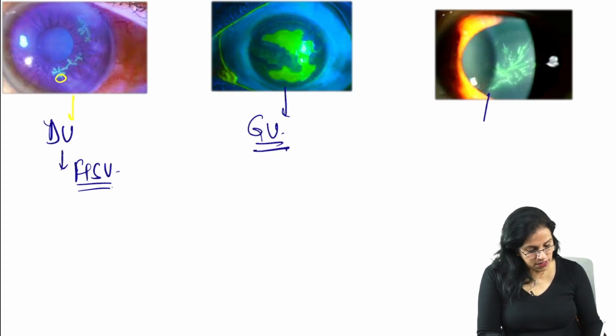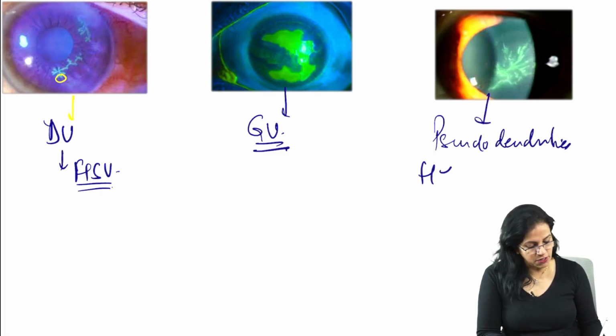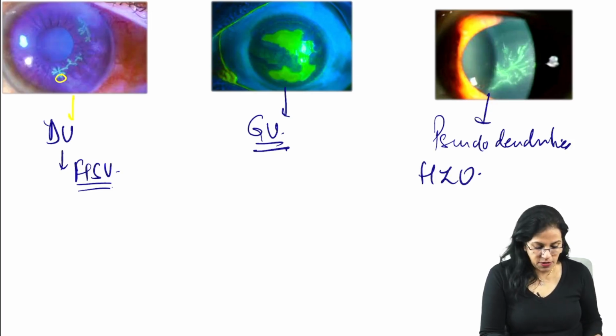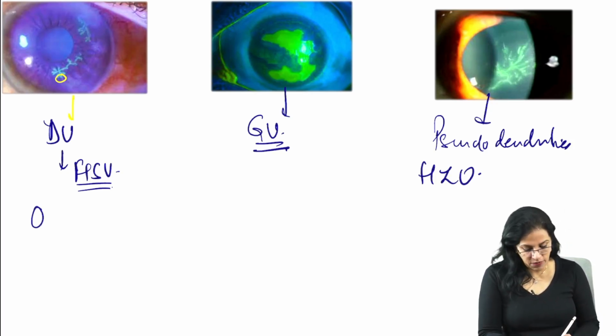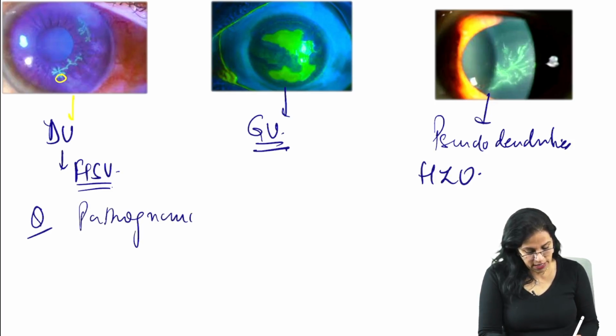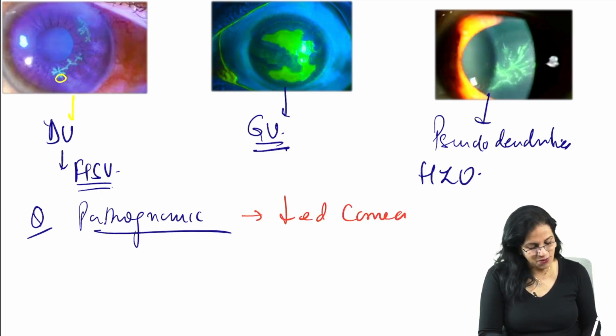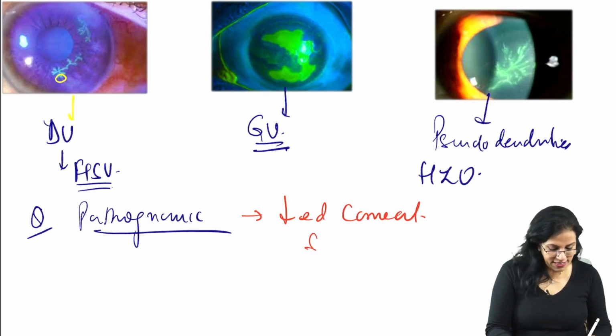So these are the pseudodendrites. Pseudodendrites are mainly a feature of zoster, herpes zoster ophthalmicus. You have to remember this, okay? So these are the important viral keratitis. Another question: what is the pathognomonic feature of viral keratitis? What will you say? Viral keratitis pathognomonic feature is decreased corneal sensation. Don't forget, decreased corneal sensation.